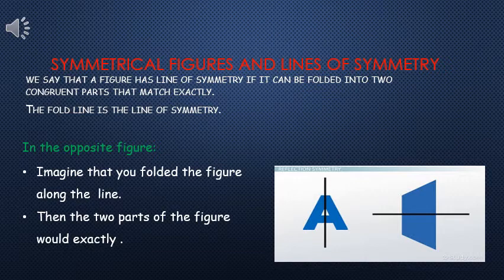In the following figures, we cannot find any line that divides them into congruent figures. So these three figures have no lines of symmetry. Now I want you to draw a line of symmetry of each figure. To be careful, you should draw a line that divides each figure into two congruent figures.